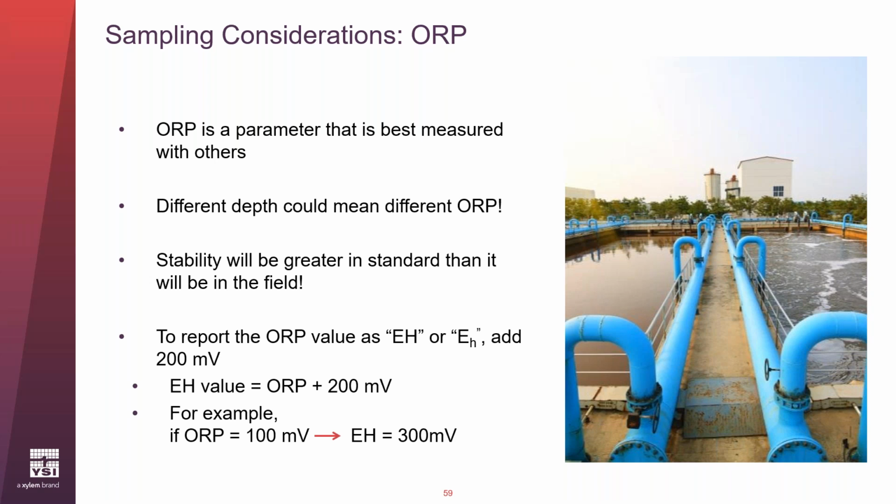You may have to report the ORP value as EH, or E sub H. If you do, it's very, very easy to change that. EH value is just ORP plus 200 millivolts. It really is just as simple as that. You just add 200, and that's it. That's how you get EH. I'm not sure why it's reported that way sometimes, but now you know the conversion.